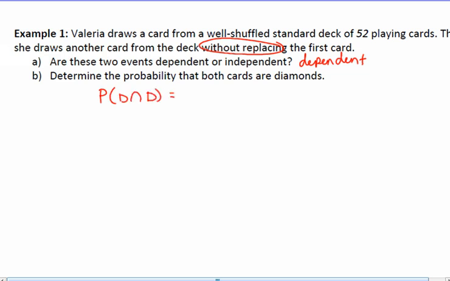Okay, the probability that we have a diamond first and then a diamond second. A little teaser. So how are we going to get that? Let's make our little formula. First we do the probability of picking the first diamond, times, because they're dependent events, the probability of picking another diamond, given that the first card was a diamond.